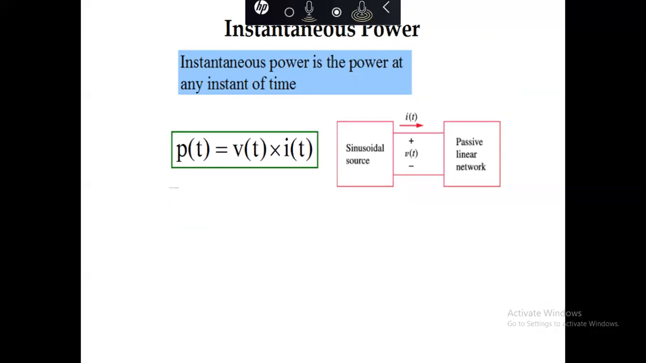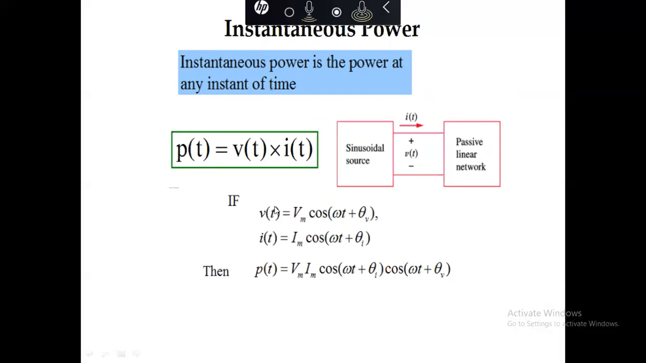So instantaneous power is the power at one instant of time, and we can have its representation in the time domain if the voltage and current are expressed in time. So power is also a function of time. So it defines the value of power at any instant of time.